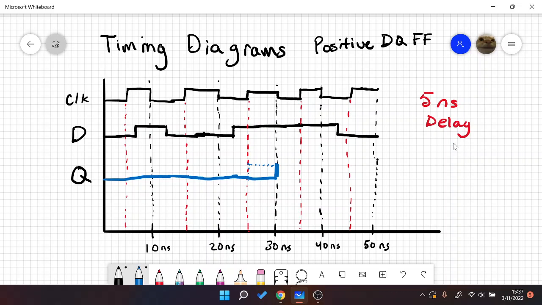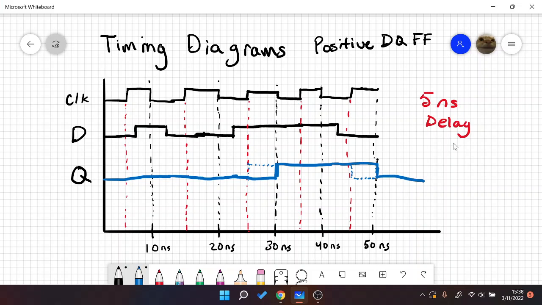Now, D is still high on the next rising edge, so we can draw a line straight across. And now, before this rising edge, D is 0, so we need to account for 5 nanoseconds of delay again. So we cross this line for 5 nanoseconds, and then we go down, and then we'll continue on. Right here would be where it would normally change if there were no delay.